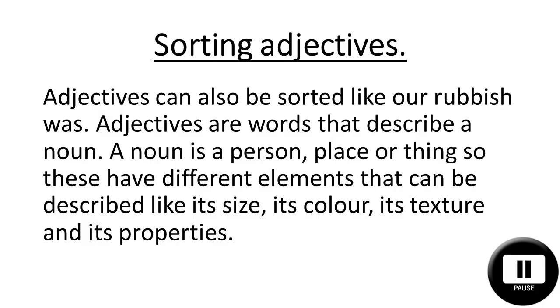Adjectives can also be sorted like our rubbish. Adjectives are words that describe a noun. A noun is a person, place or thing, so these have different elements that can be described like its size, its colour, its texture and its properties.